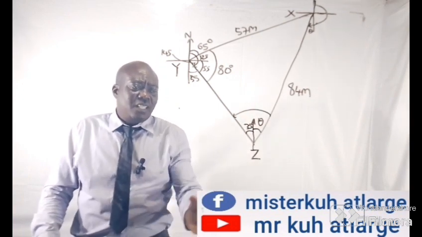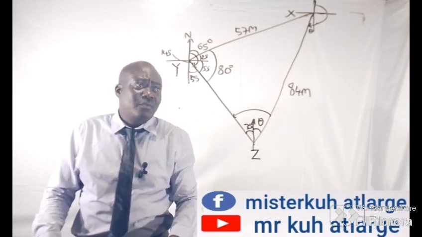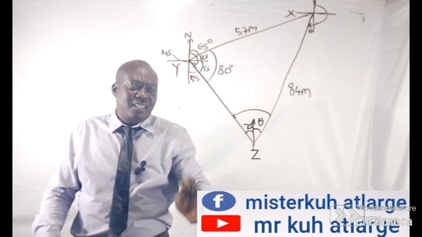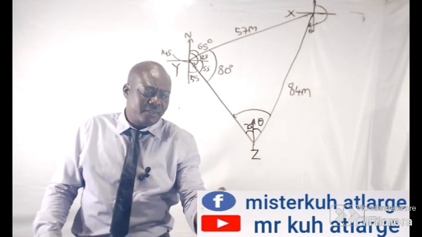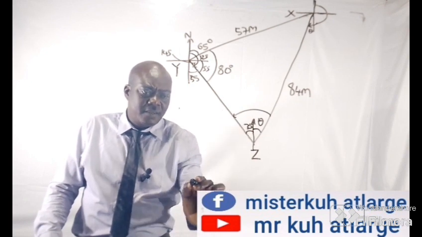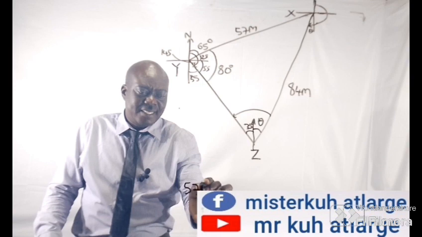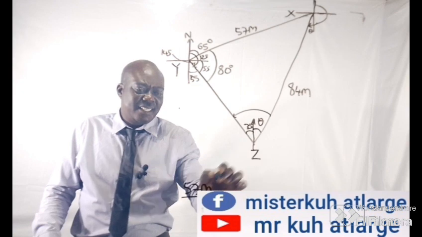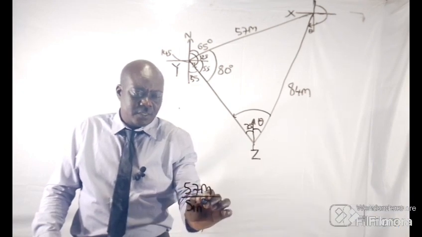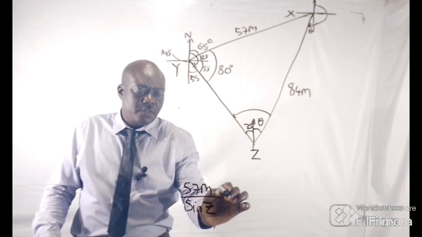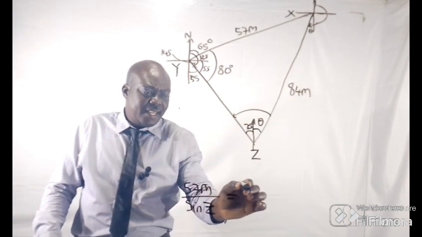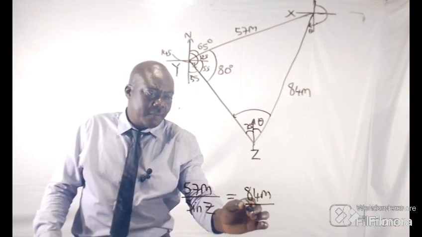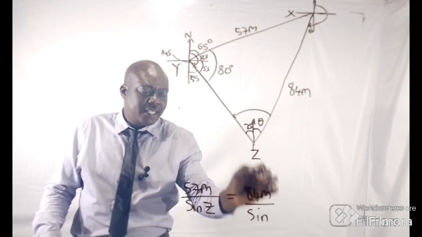How to do it now? This one can be calculated by using the sine rule. You say this over sine this equals this over sine this. Now let's try it. So 57 meters over sine z will be equal to 84 meters over sin 80.